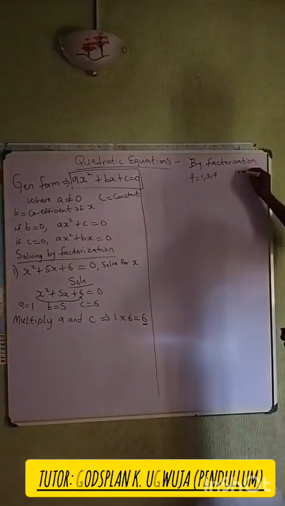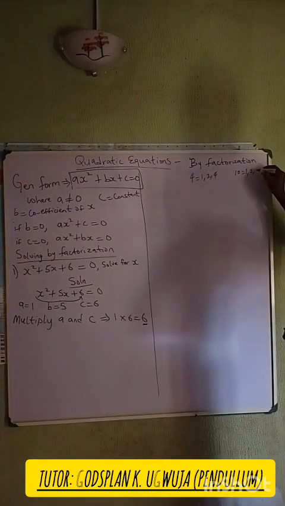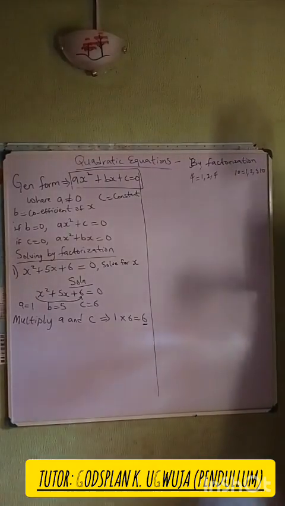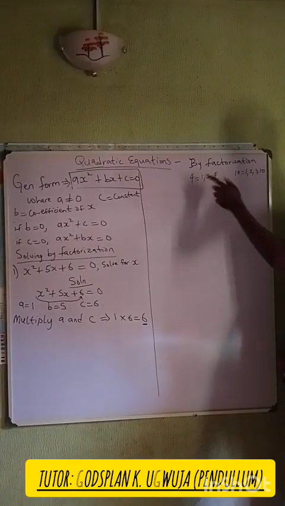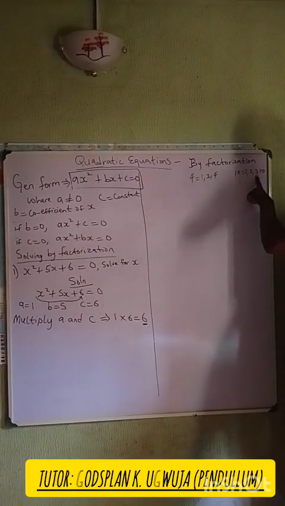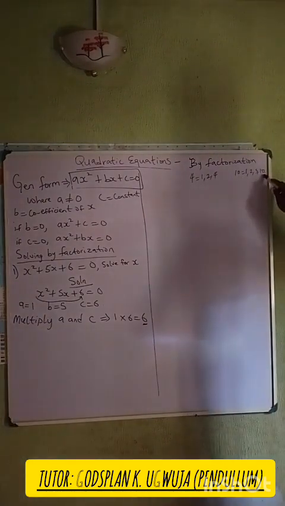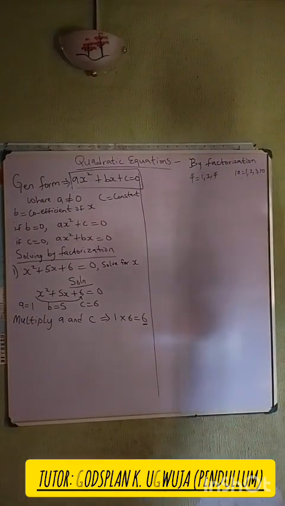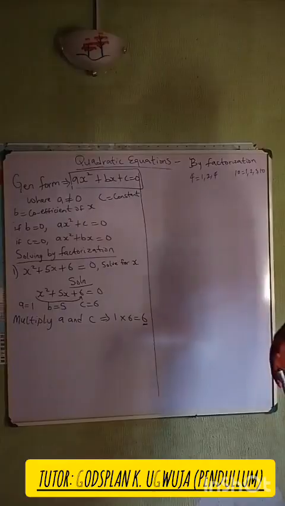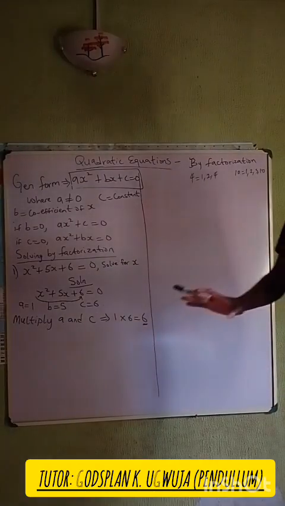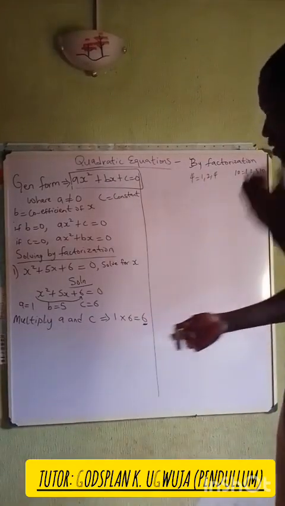Factors of 10 are 1, 2, 5, and 10. 1 can divide 10 without a remainder, you get 10. 2 can divide 10 without a remainder, you get 5. 5 can divide 10 without a remainder, you get 2. And 10 can divide 10 without a remainder, you get 1. So these are factors, numbers that can divide another number without a remainder. Do you get that? Good.